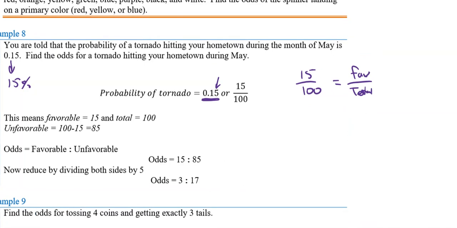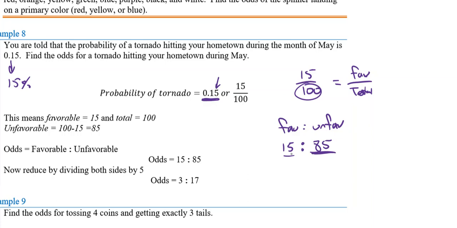All right, but if we're doing odds, we don't want favorable over total. We want favorable dot dot unfavorable. So if that's the case, then we're going to say favorable is 15, and here's the big question: what's the unfavorable? Well, that would be everything else. If 100 was our total, then everything else would be 85, right? Does that make sense? So favorable and then everything else, that's our unfavorable.